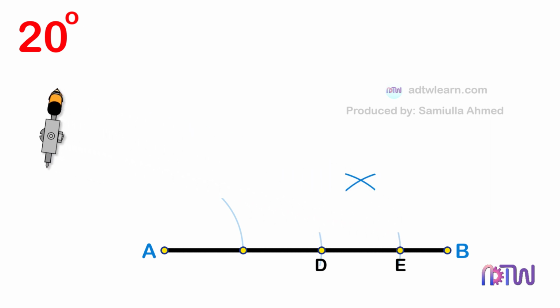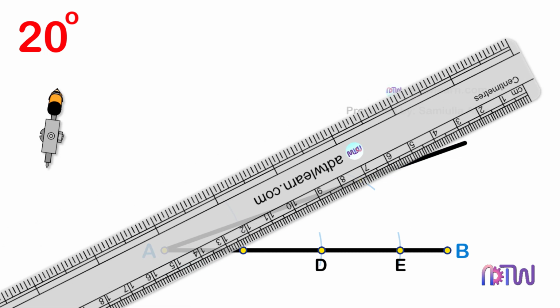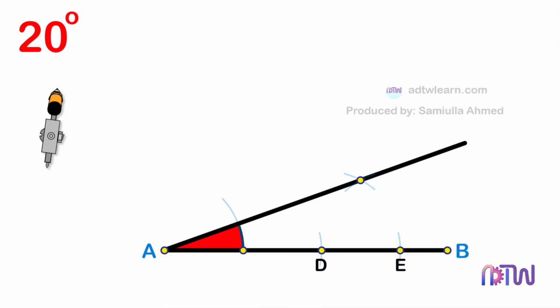In the end, draw a line passing through this point from endpoint A of the line segment. The angle made by this line with the horizontal line is 20 degrees. You can cross-check by using a protractor.